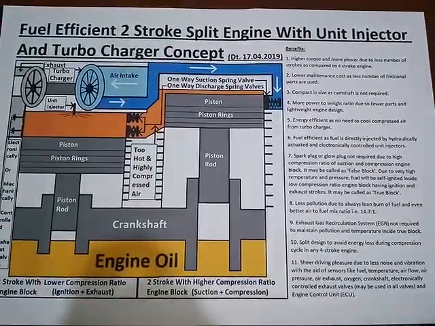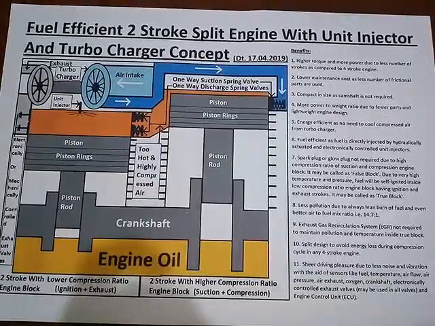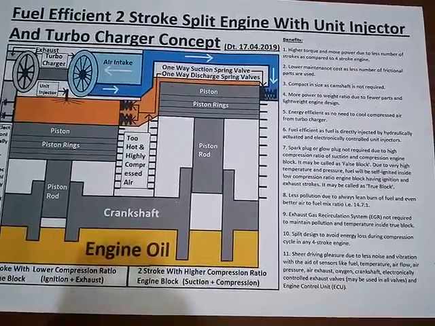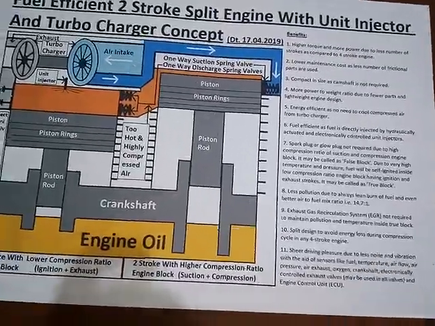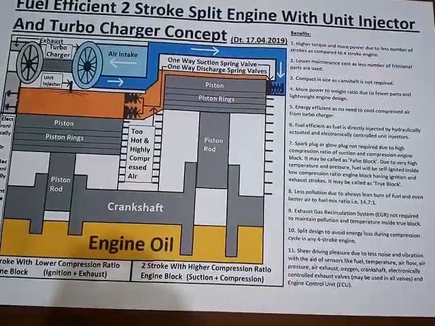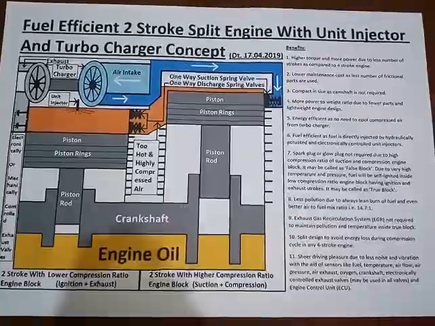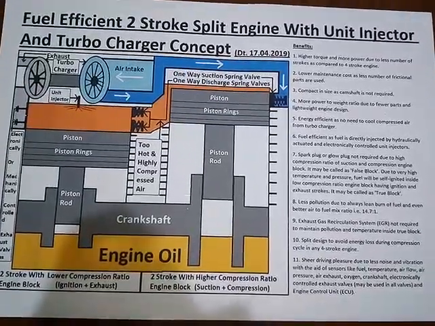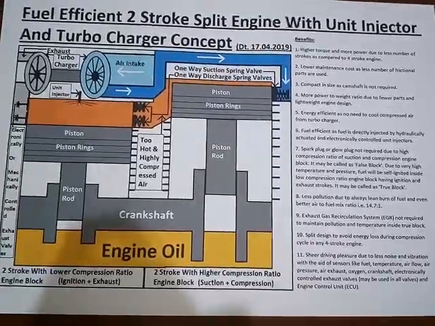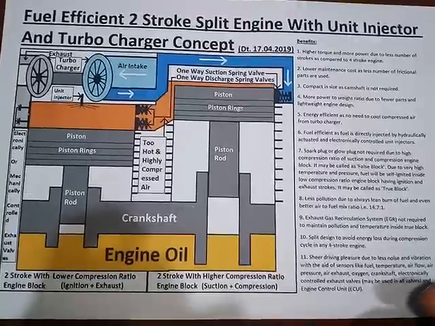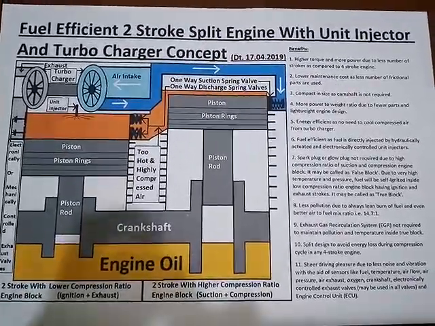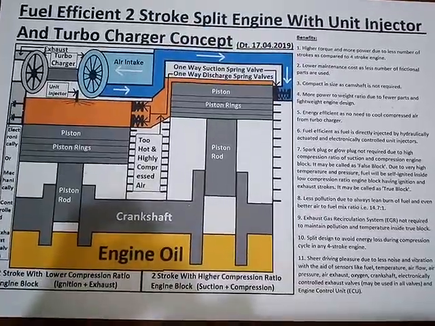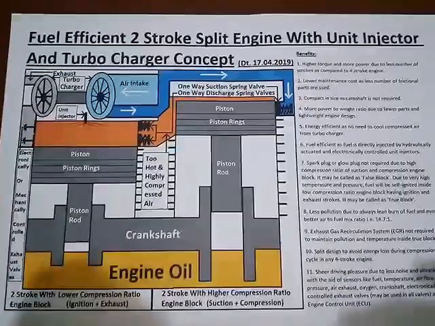And then the 11th point is sheer driving pleasure due to less noise and vibration, with the aid of sensors like fuel sensor, temperature sensor, air flow, air pressure, air exhaust, oxygen, crankshaft sensor, and electronically controlled exhaust valve systems. We can also use many more valves and many more sensors, and through electronically controlled, fully electronic units that will manage different RPM and different engine conditions. We can use fuel temperature sensors and fuel pressure sensors. Also, I have not shown in this figure the fuel pump and other things. We need sensors for those to get the exact pressure in the fuel chamber, pump and also the fuel injector line, so we can adjust accordingly and get better fuel efficiency.